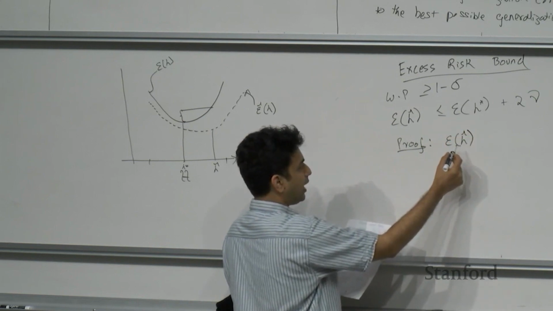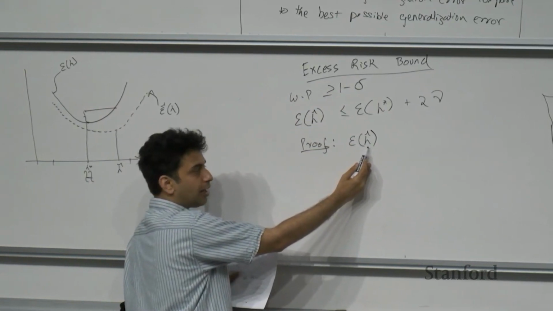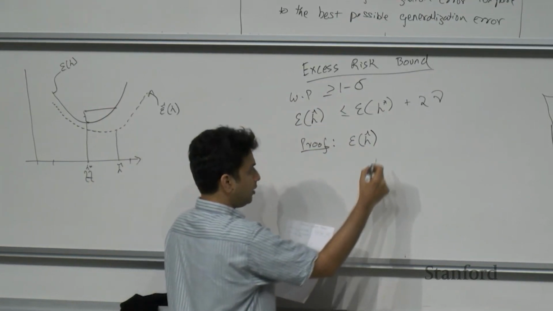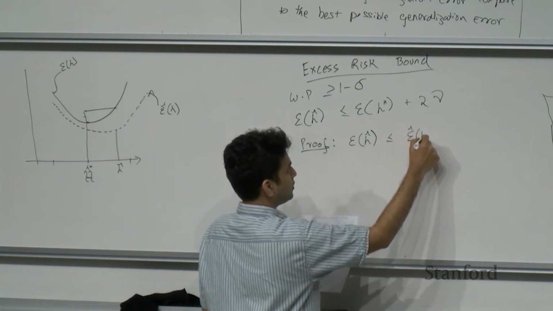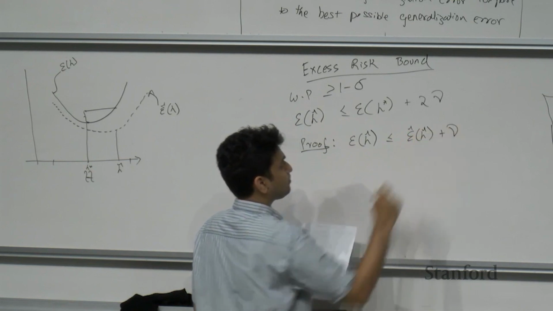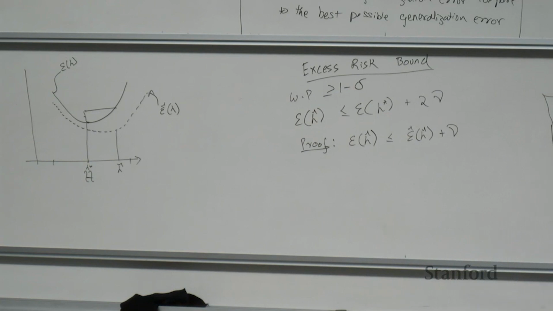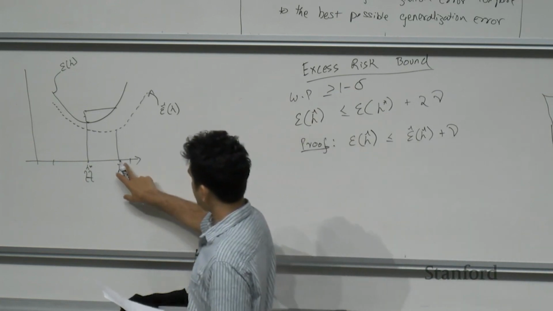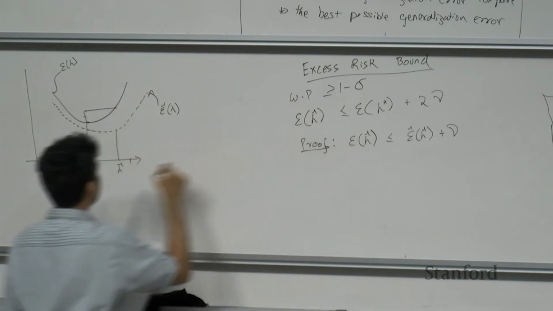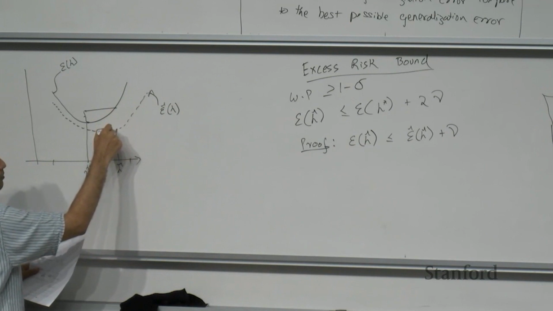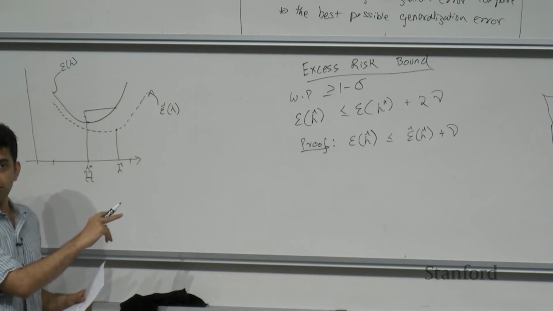So epsilon of h hat, which is the generalization error of our learned hypothesis or the estimated hypothesis, is less than or equal to epsilon hat of h hat plus gamma. And this comes directly from the uniform convergence result. We apply the uniform convergence result at h hat, and it says that the true risk function cannot be more than gamma away from the empirical risk at h hat. Any questions on this, the first step?